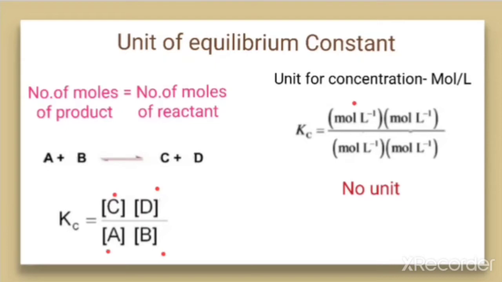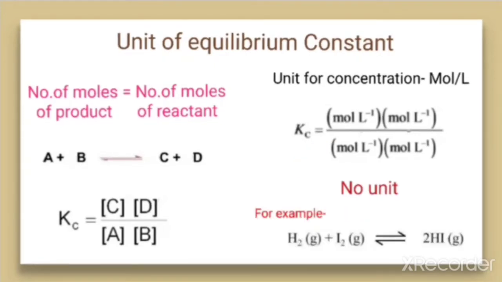So we will be keeping the concentration unit mole per liter divided by mole per liter. When you see here, all the mole per liter get cancelled. So that means in this case, where the number of moles of product is equal to the number of moles of reactant, we can say that there is no unit for the equilibrium constant. That means Kc has no unit. In such an equation, we will be getting only the numerical value for Kc. There will be no unit.